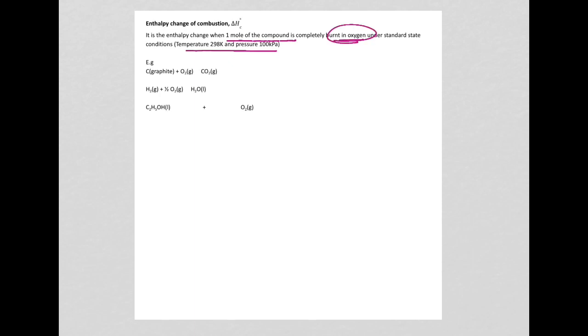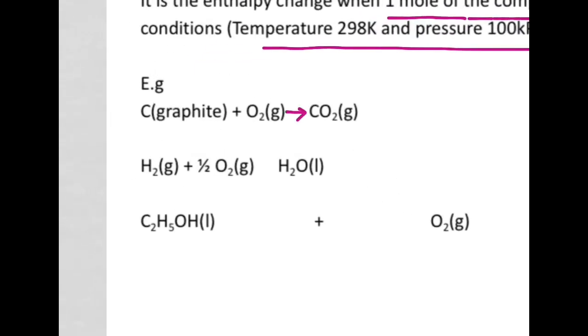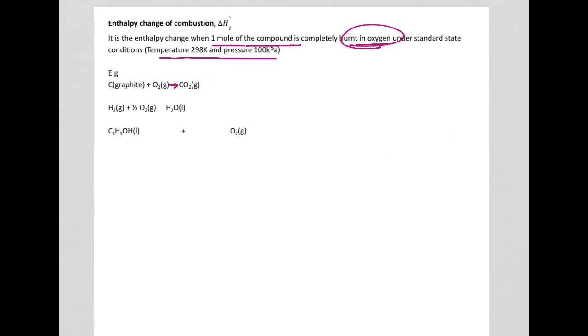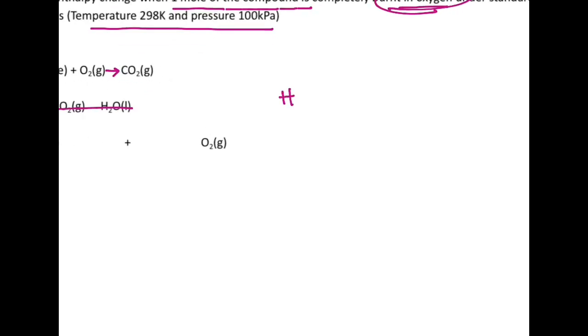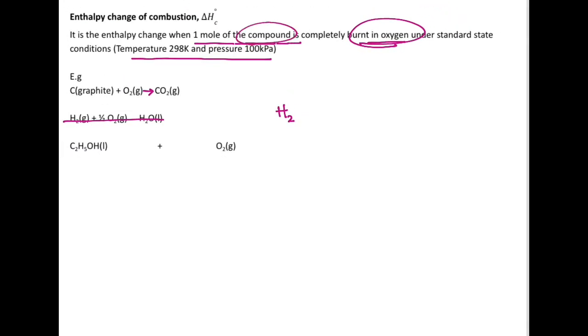So for example, enthalpy change of combustion of carbon or graphite would be the first one. So carbon reacting with oxygen gives you carbon dioxide. Enthalpy change of combustion of hydrogen would be, so let's just see how we write it. 1 mole of the compound burned completely in oxygen. So we're going to add oxygen, and H2 plus O2 will give you H2O.